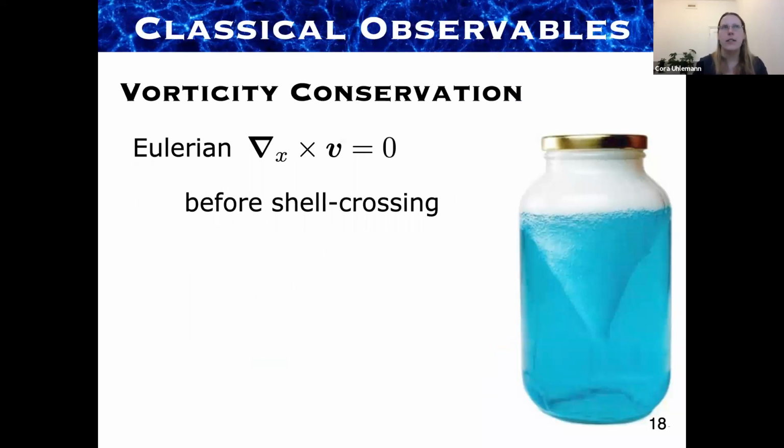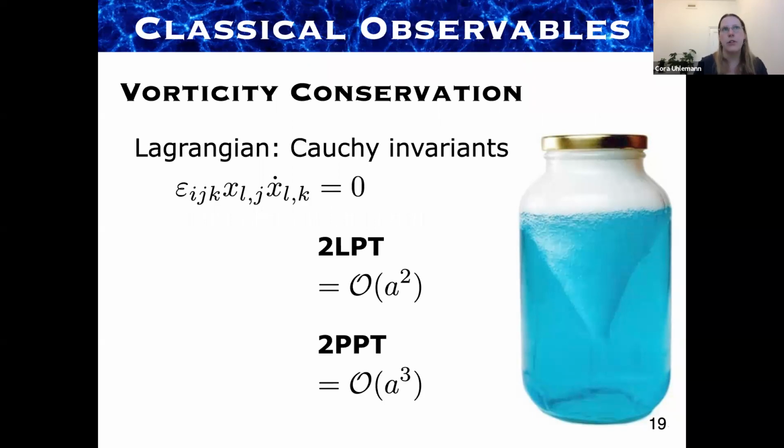So what does this vorticity conservation mean? It's very simple. Before shell crossing, there's no Eulerian vorticity, so the rotation of the velocity is zero. And this constraint can actually be translated to Lagrangian space, and there it's called a Cauchy invariant. The crucial point is that if you do perturbation theory, this invariant can be violated according to the perturbative order you're looking at. And if you compare the propagator perturbation theory we're doing here, this violation is actually less strong than in standard Lagrangian perturbation theory, essentially because the symmetry is protected in the Schrödinger formalism we are using.